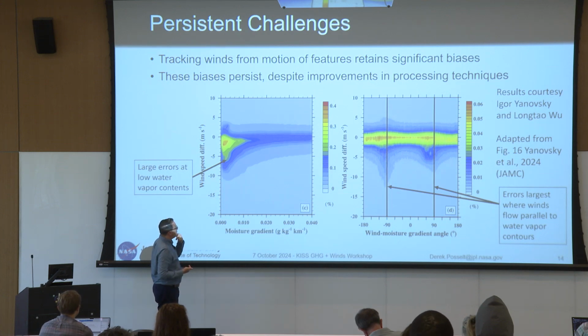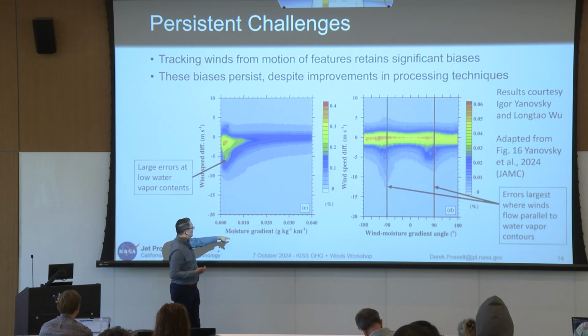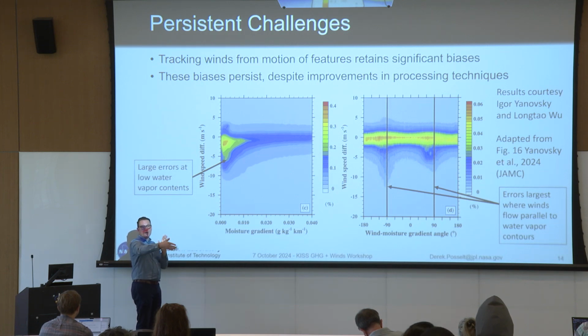And so what you see is that the wind error, as represented on the y-axis, is a pretty strong function of a couple of things. One is the moisture gradient. So this is the spatial difference in water vapor with respect to distance. And that makes sense, right?